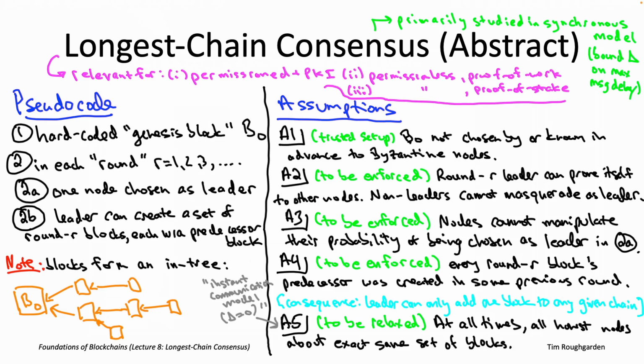But that, of course, is costly. So really, assumption A3, think of it as: nodes cannot costlessly manipulate their probability of being chosen as a leader. So for example, if you could manipulate it by generating multiple IDs, that would be basically costless. So the only way you can manipulate it is by changing your hash rate, which of course is an economically expensive thing to do.